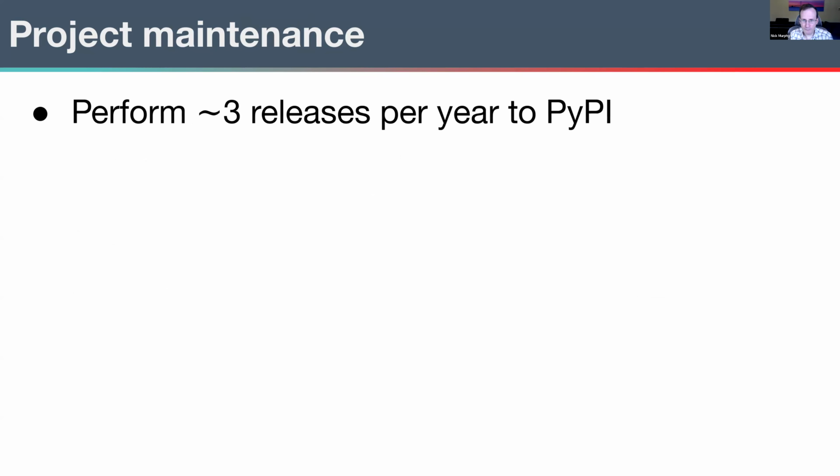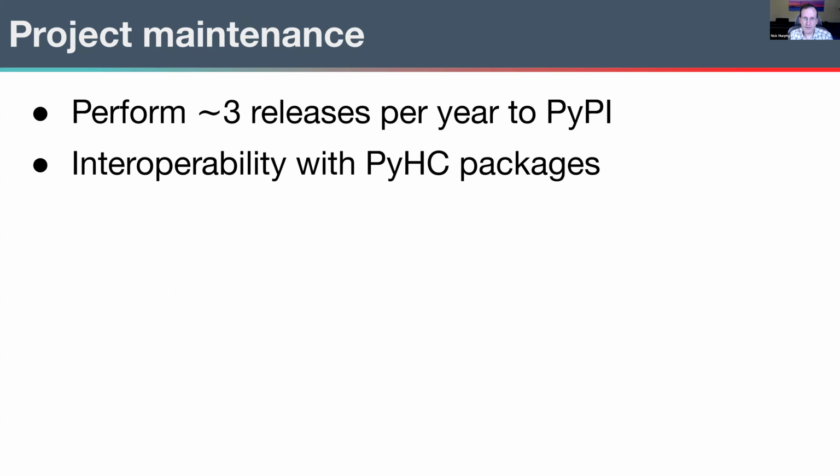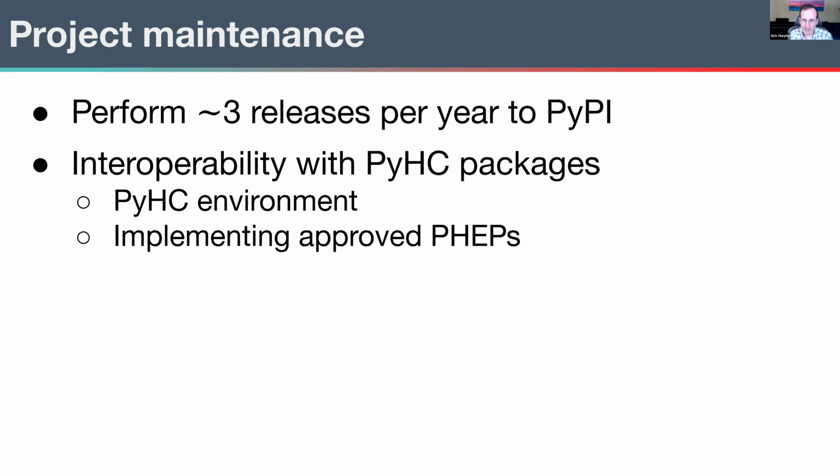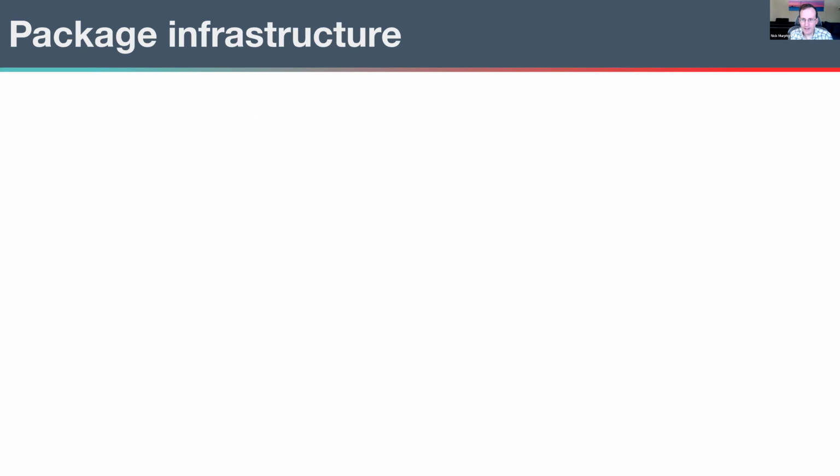So for project maintenance or package maintenance, I will perform about 3 releases per year to the Python Package Index, PyPI. We also want to make sure that PlasmaPy maintains and improves interoperability with other packages in the Heliopythoniverse. And this includes the PyHC environment that Sean has been shepherding for the past few years that gets used in the summer schools. And then implementing approved PyHC enhancement proposals. And then work on the package infrastructure itself.